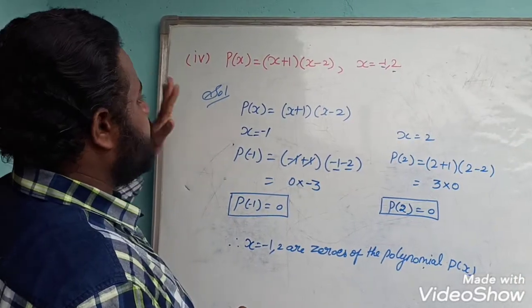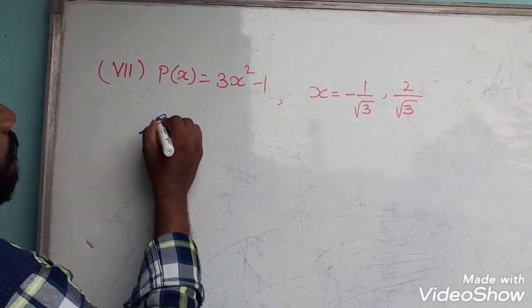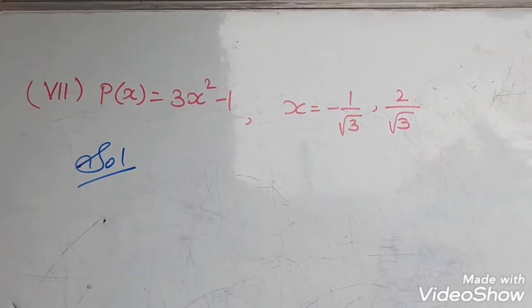Next we move on to question number 7. So fifth question and sixth question, do it as your homework. Seventh question, solution. Here we verify whether these two are zeros of the polynomial p of x.